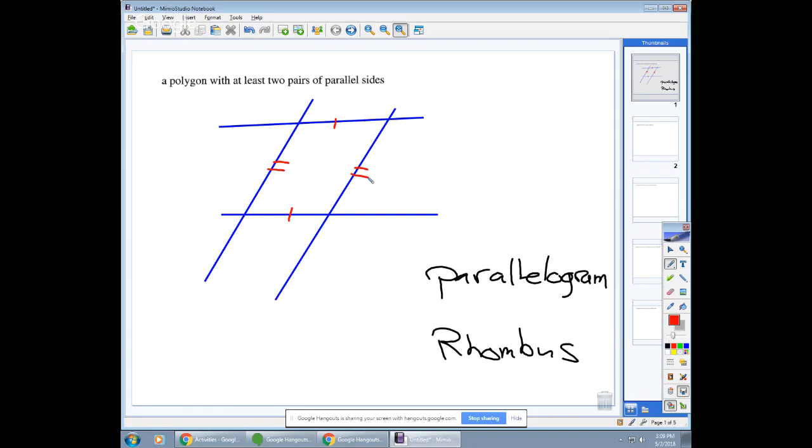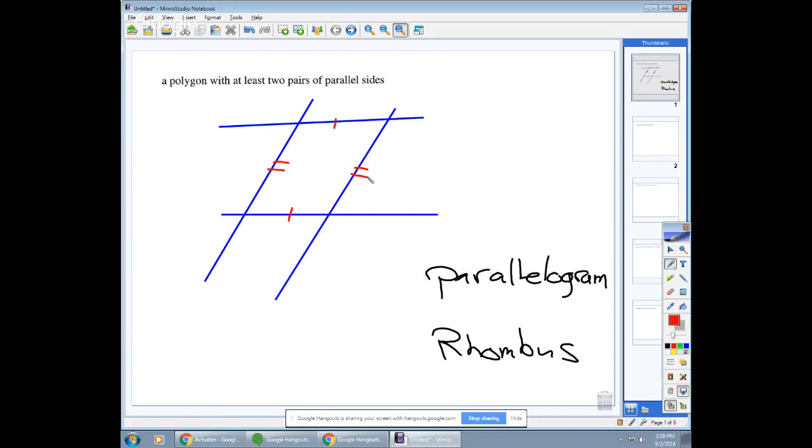A rhombus is all sides the same. Yes, rhombus is all sides the same length. But a parallelogram could technically be a parallelogram with all sides the same length. Yes, so a rhombus is a kind of parallelogram. Okay, that makes sense. So this question could be a rhombus. It could be a parallelogram.